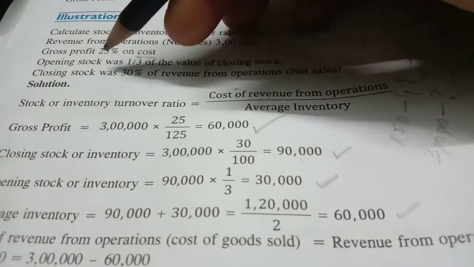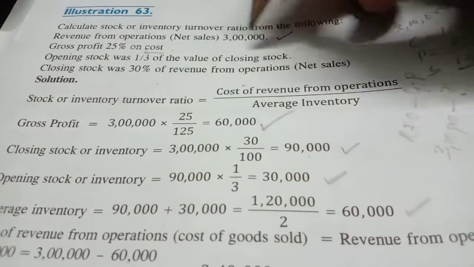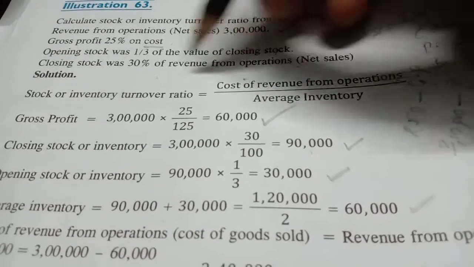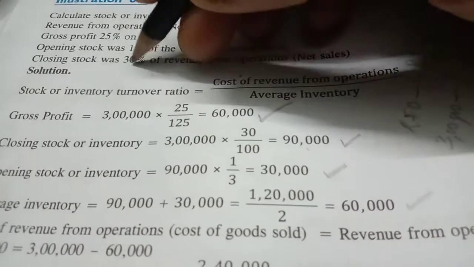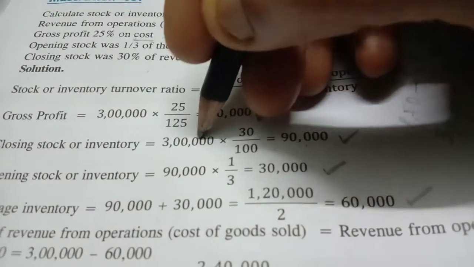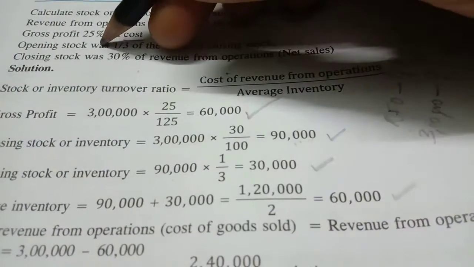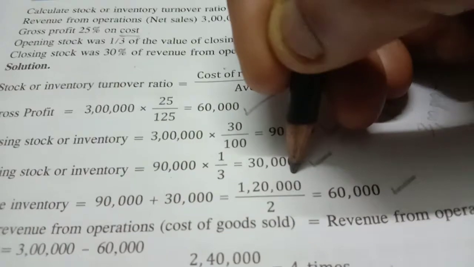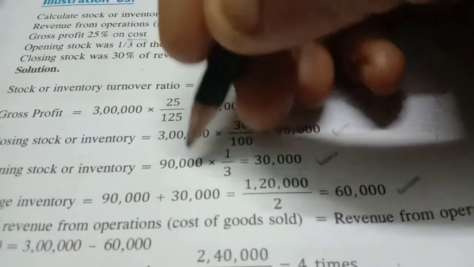Next, so in order to find the opening stock, we have to know the closing stock. I'm right. So opening stock was 1/3 of the closing stock. So first we have to find the closing stock. So closing stock, how to calculate? That is 30% of net sales, that is 3 lakhs. Okay, so 90,000. So in this 90,000, opening stock was 1/3. So 90,000 to 1/3, 30,000. From this information, we calculate the opening stock and closing stock.